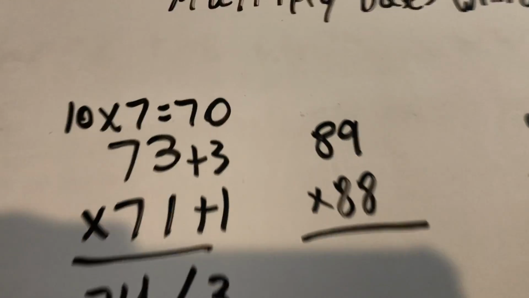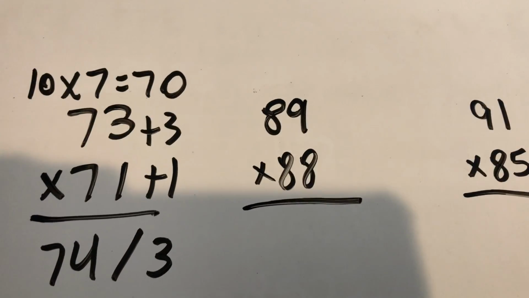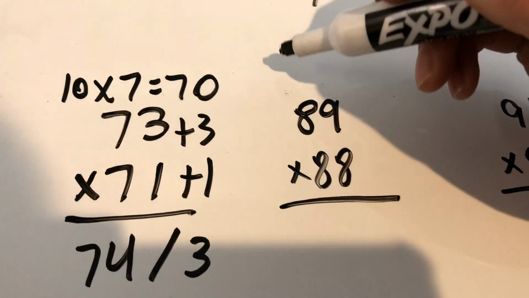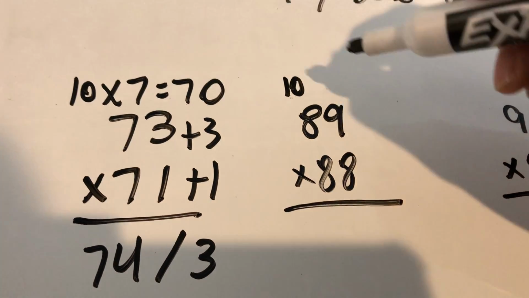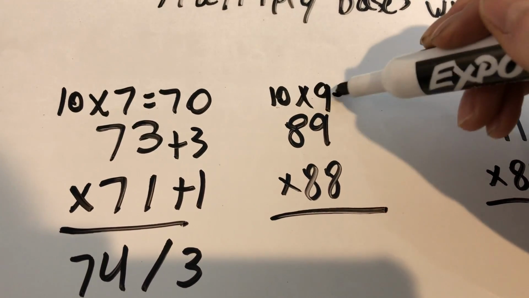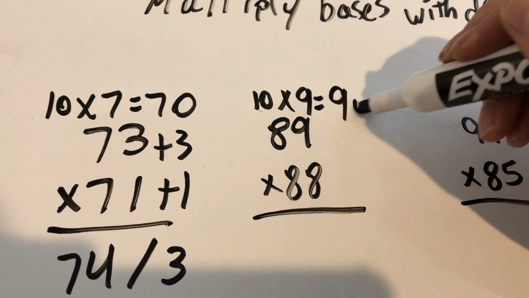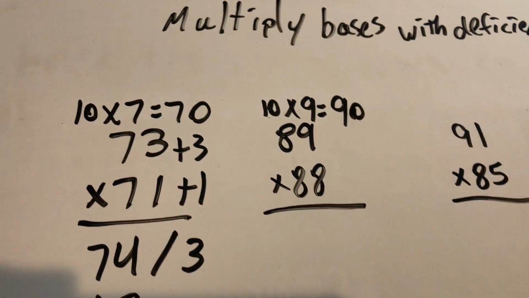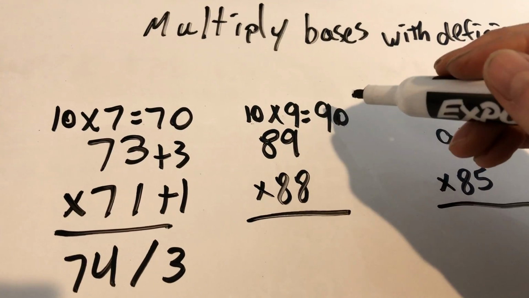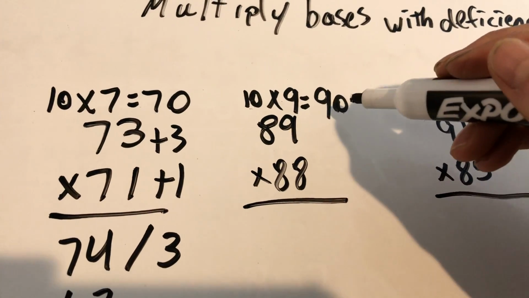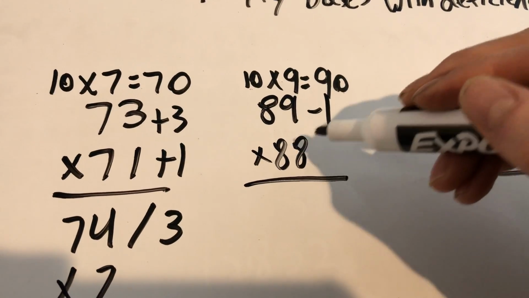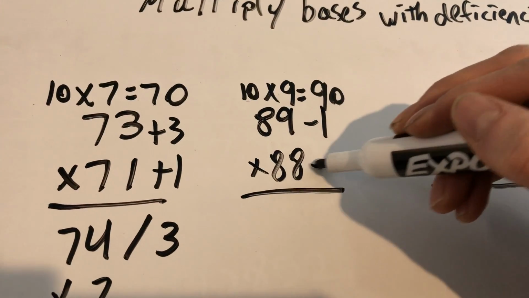Alrighty, next one. 89 times 88. On this one, we'll go with the actual base of 10 times the deficiency of 9, which equals 90 as our working base. So 89 is below 90 by 1. So you're gonna write -1 right here. And 88 is below the base 90 by 2. So you're gonna write -2 right here.